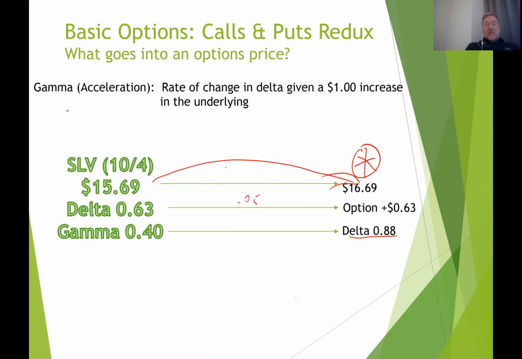So actually, if you factor in delta and gamma, your options price is going to go up even higher than 63 cents. It's going to go up a lot higher, until the point where your delta becomes almost 1.